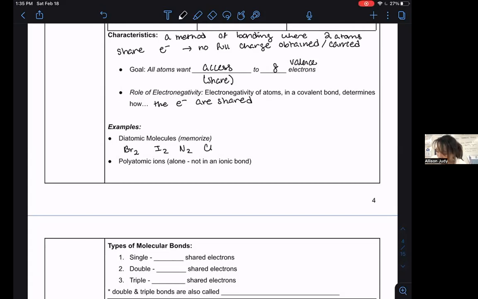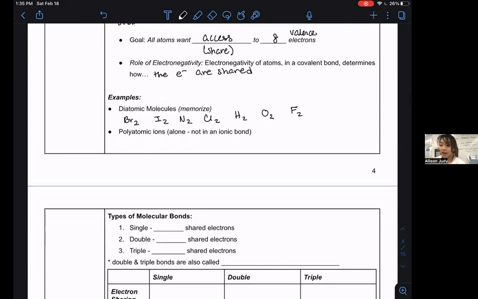Nitrogen, chlorine, hydrogen, oxygen, and fluorine are all examples of diatomic molecules, or covalently bonded molecules where they're sharing electrons. I like to call it Dr. Brinkelhoff diatomic molecules, as a memorization tool, because you do want to know about these molecules. You do want to memorize these diatomic molecules.